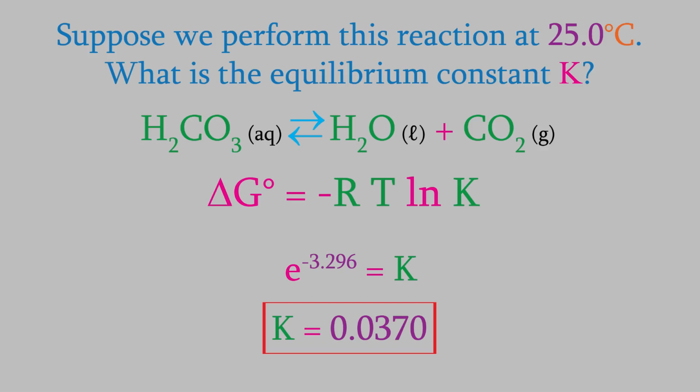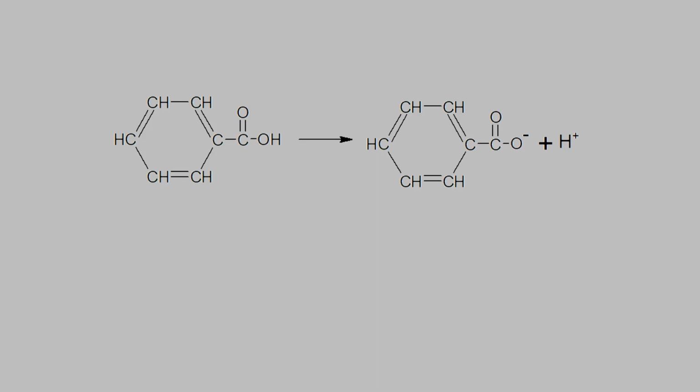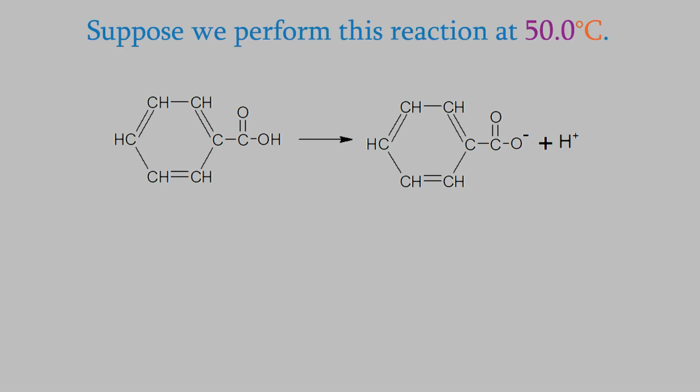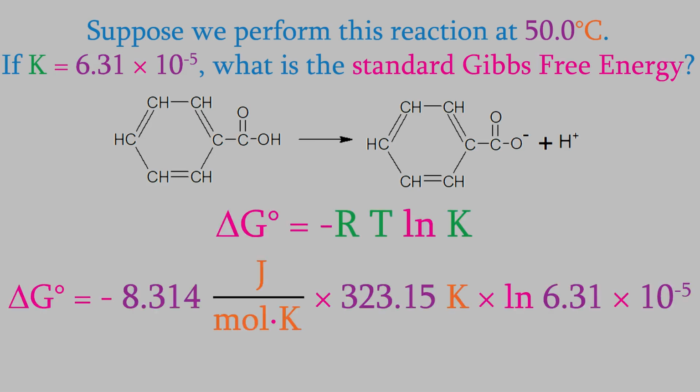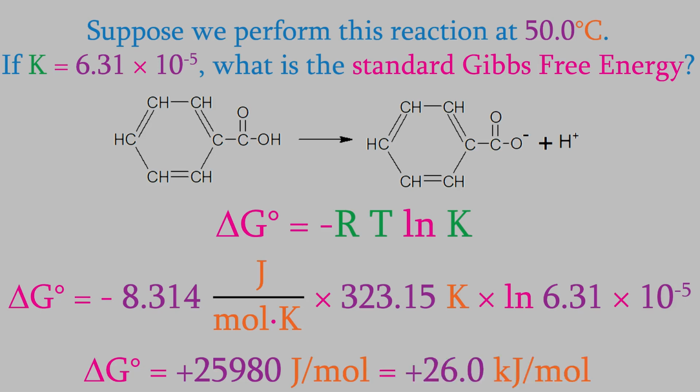And this calculation can also be used in reverse. If we know the equilibrium constant, we can determine delta G for a reaction. For example, suppose we want to know more about the reaction in which benzoic acid dissociates in water at 50.0 degrees Celsius. The equilibrium constant for that reaction is 6.31 times 10 to the negative fifth power. From that, we can determine the standard delta G for the reaction. It turns out that when we perform the calculation, we get positive 25,980 joules per mole. Or, using significant figures, we find that delta G is positive 26.0 kilojoules per mole.